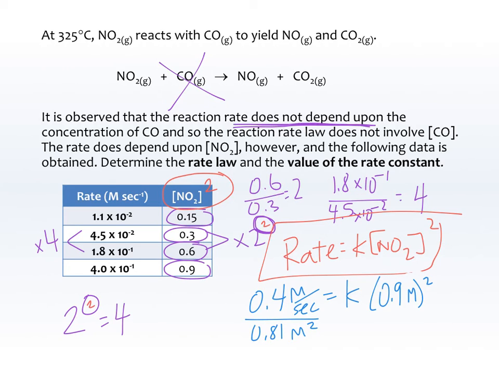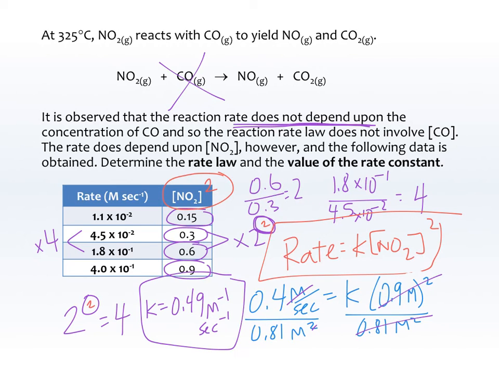That should cancel on the right hand side, and on the left hand side that's going to cancel one of the molarities. So 0.4 divided by 0.81, K is equal to 0.49, and then the unit is going to be M negative 1 seconds negative 1. Because molarity, there's still one molarity left on the bottom, and there's also a seconds left on the bottom.